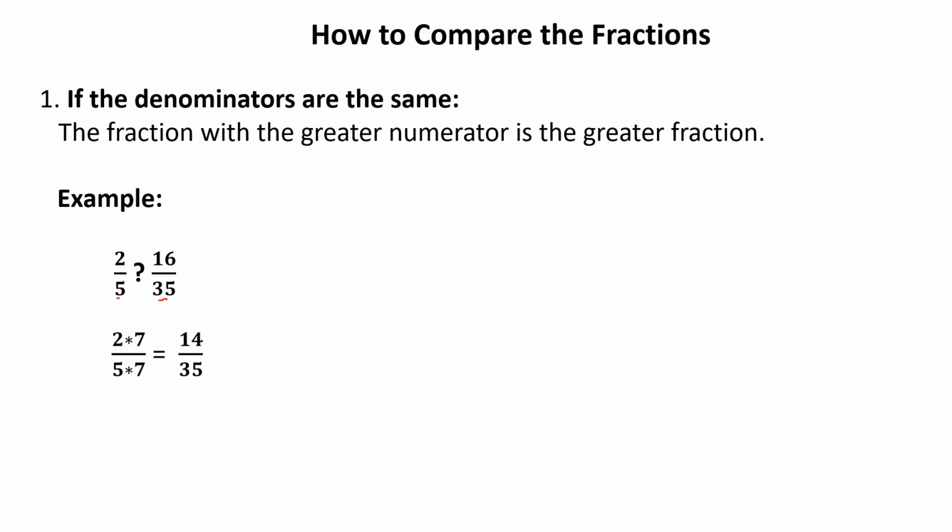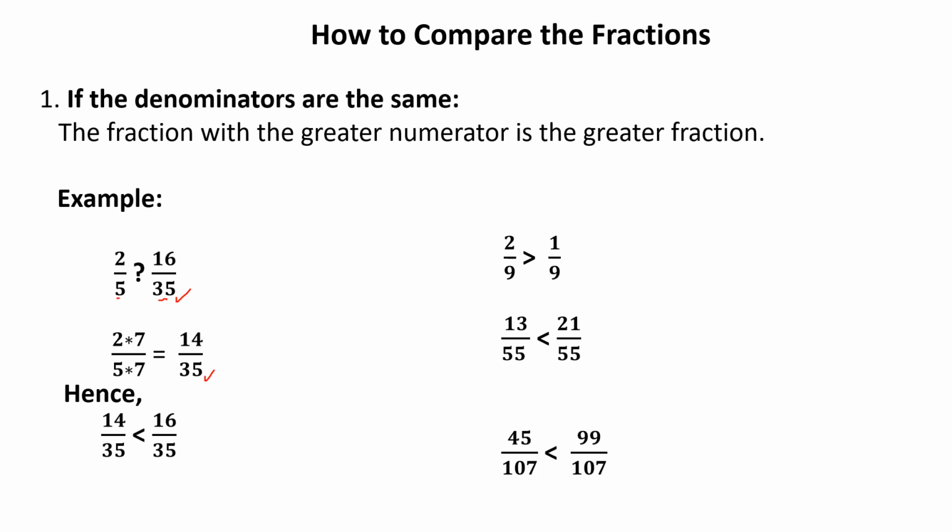Now the denominator is same here and here. We can compare the two fractions. Hence, 16 by 35 is greater than 14 by 35 because it has the greater numerator. So we can observe that bigger numerator will make bigger fractions. 2 by 9 is greater than 1 by 9. 21 by 55 is greater than 13 by 55. 99 over 107 is greater than 45 over 107.